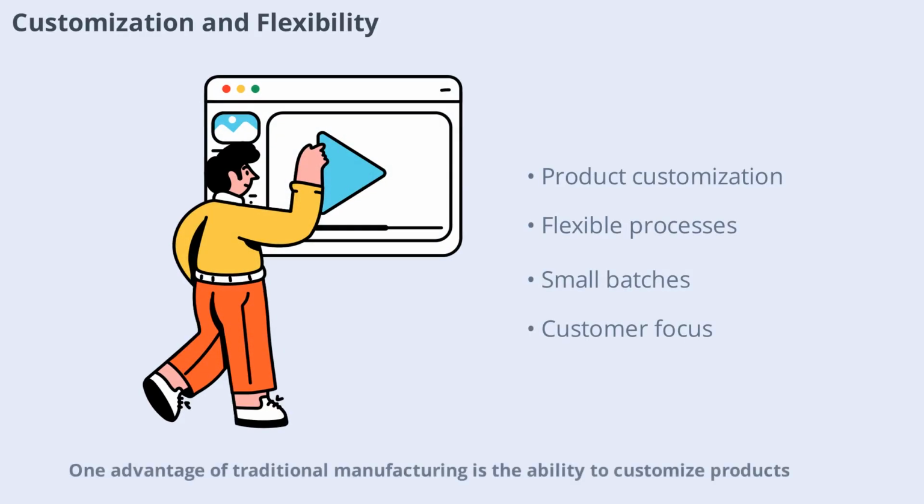One advantage of traditional manufacturing is the ability to customize products. Skilled workers can adjust processes to meet specific customer requirements, offering flexibility that mass automation sometimes lacks. This adaptability is especially valuable in industries where unique or small batch items are in demand.